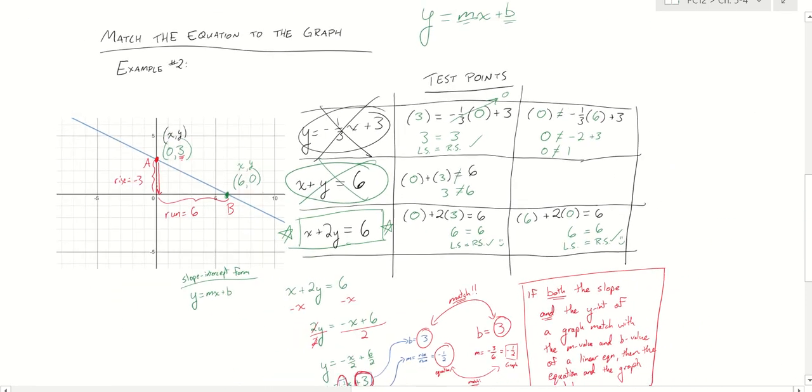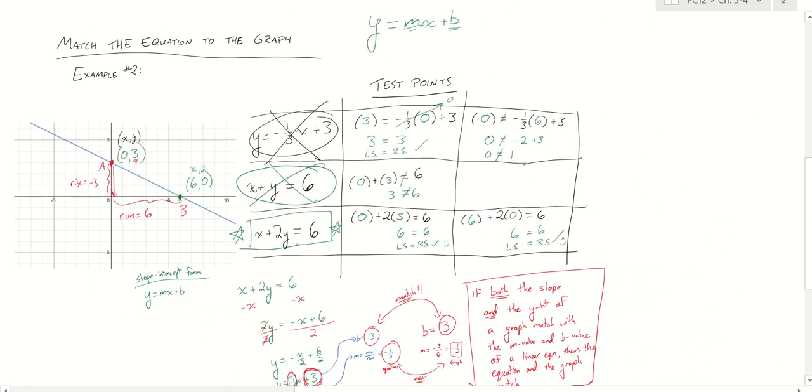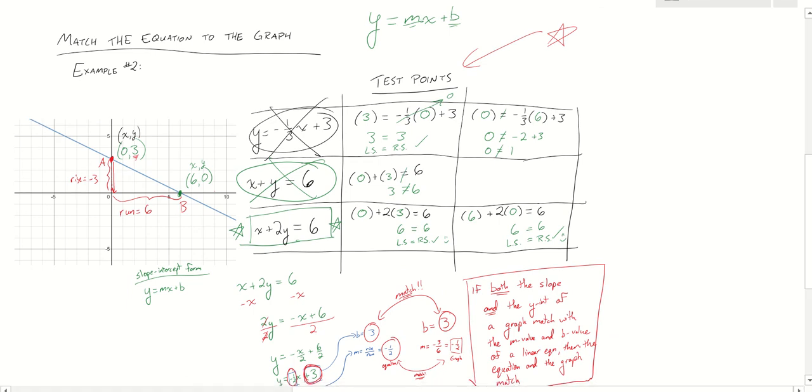Again, if you understood how to do the test points, that's really good enough for now. But I do encourage you to practice looking more into finding slope and y-intercepts of graphs and using that as a method to match equations to graphs as well.